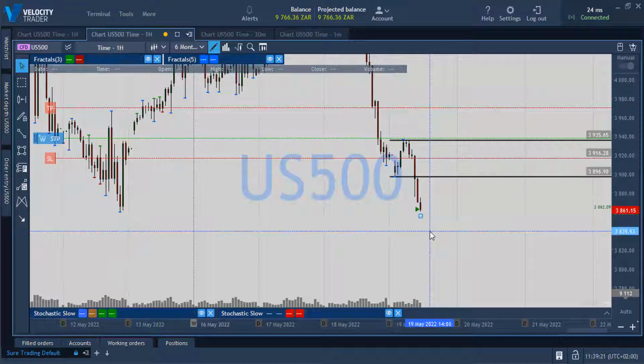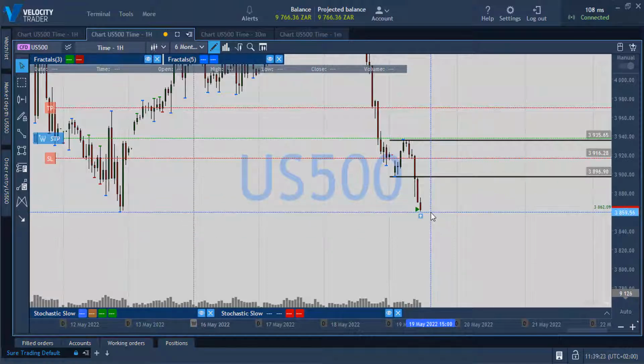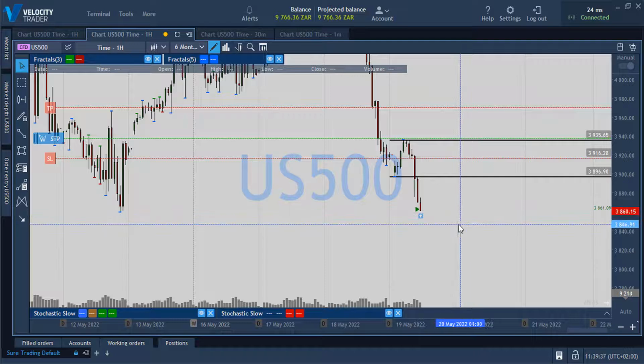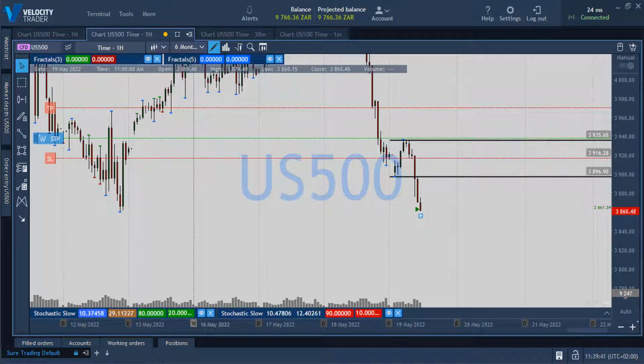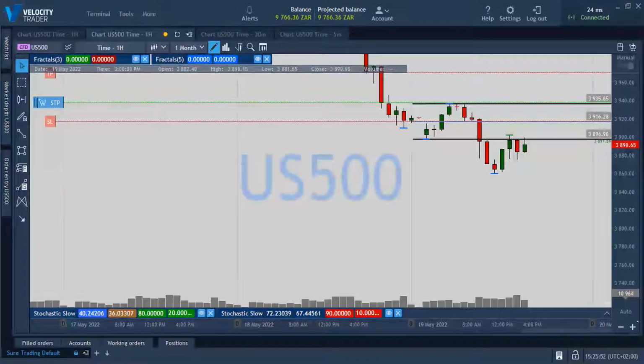If it continues down, I'll place an order to go short closer to the opening of the US markets. I don't want to place an order before then, because generally around this time of the day it gets pretty slow. So for now we sit on our hands and we wait and see what happens for the rest of the day.